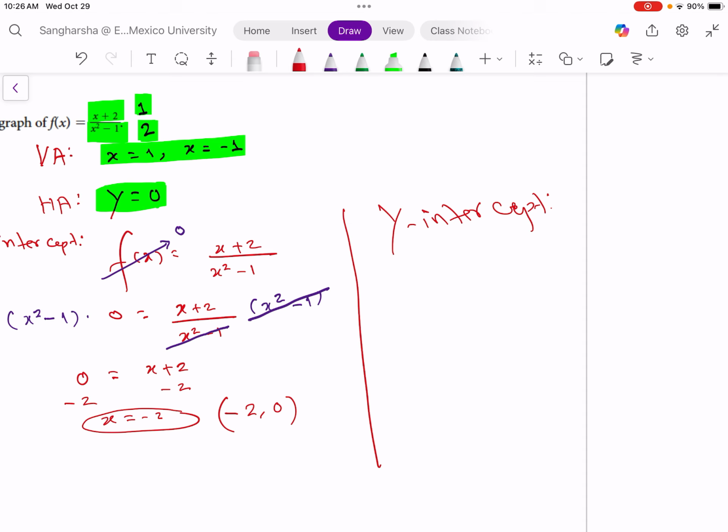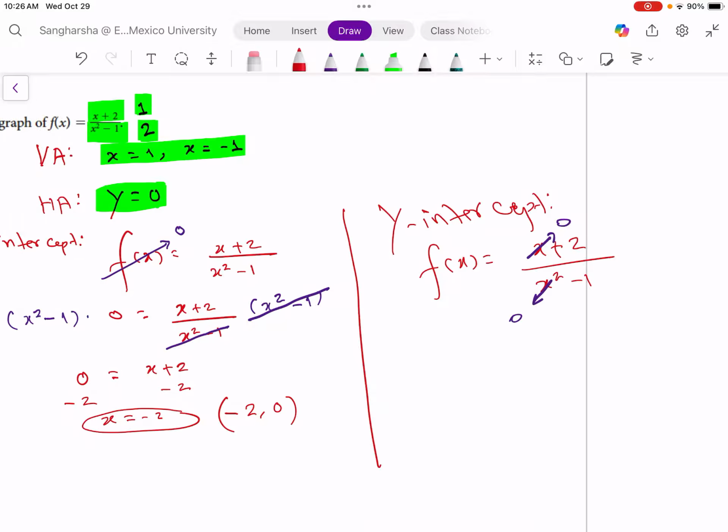And how do we find the y-intercept? It's the same function. So it's the point on the y-axis, right? Every point on the y-axis has an x coordinate of 0. So you replace every x by 0 to find the y coordinate.